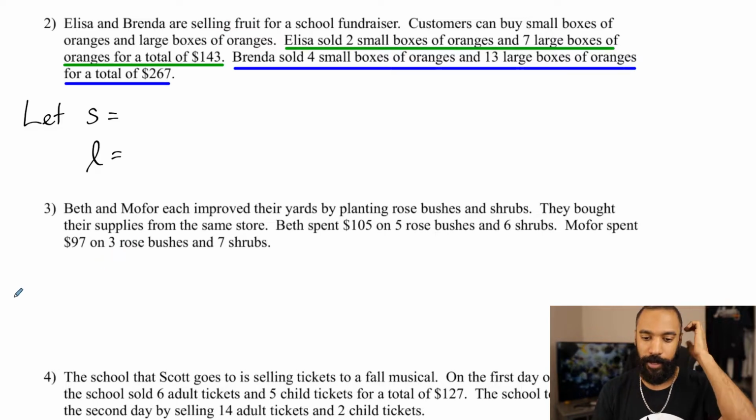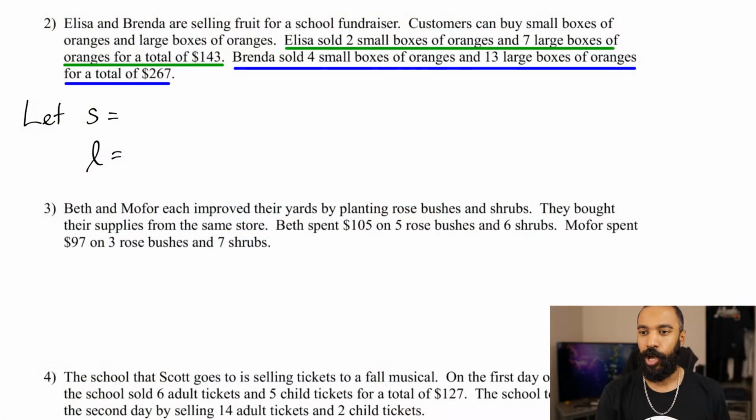Now there are 2 assumptions that we have to make sure that we make here. Number 1, every small box costs the same amount. That's an easy assumption. And every large box costs the same amount. Number two, probably also obvious, small boxes don't necessarily cost the same as large boxes. I assume the large boxes are going to cost more.